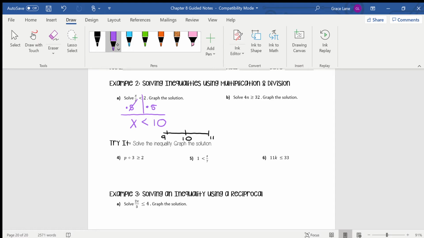The dot is open because it's not included. Less than is pointing to the left.